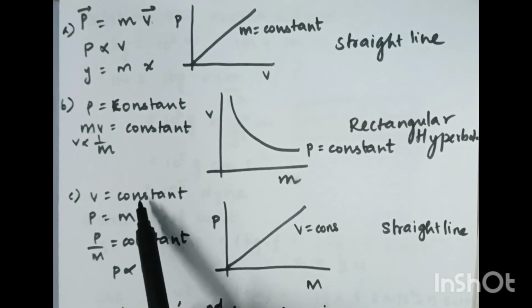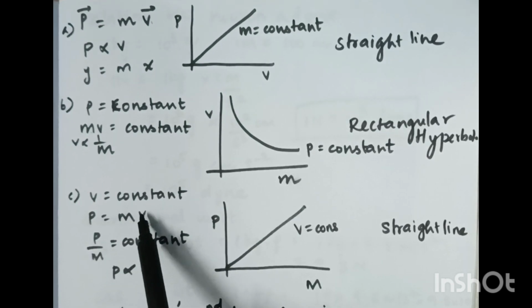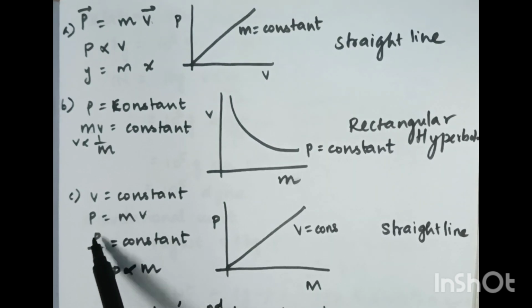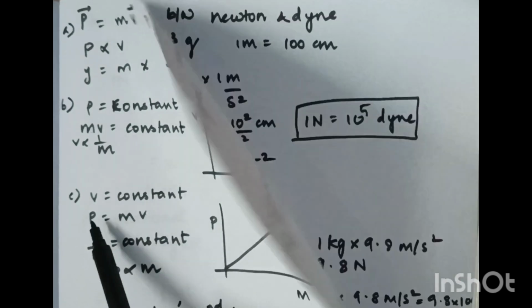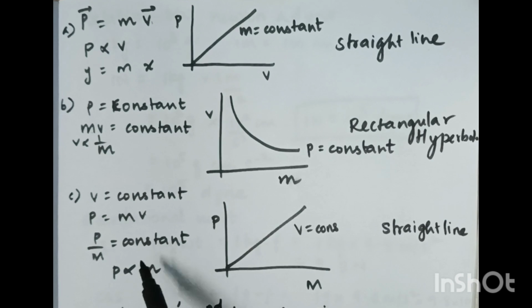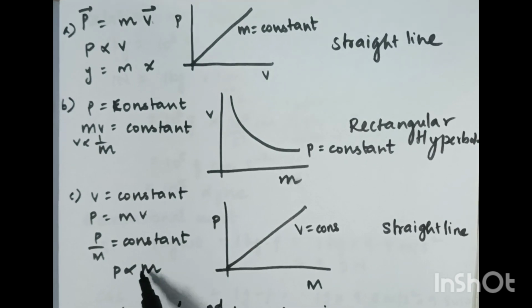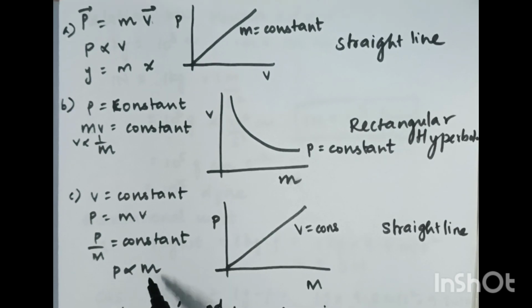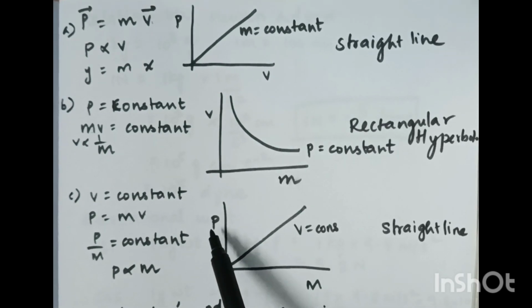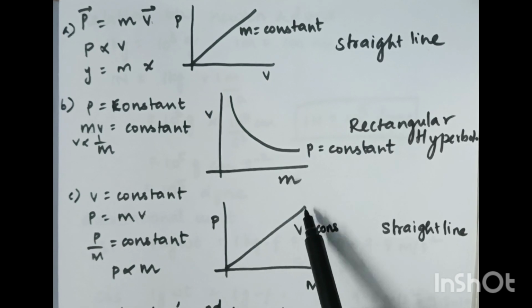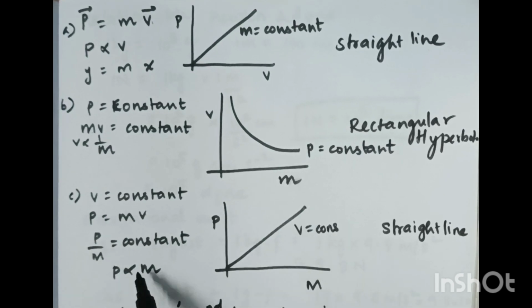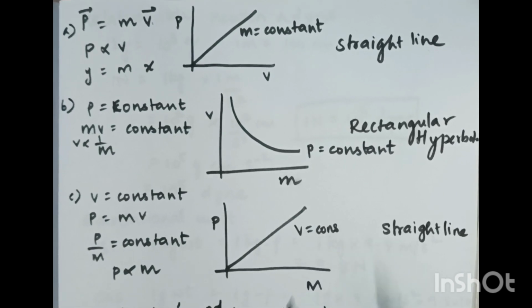Let us see this case. If velocity is constant, we know P equals mv, so v equals P by m. If v is constant, then P by m equals constant. Then P is directly proportional to m. That is, momentum is directly proportional to mass. So the graph between momentum and mass will be a straight line. Again, velocity here is constant.